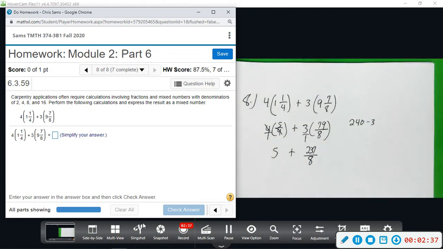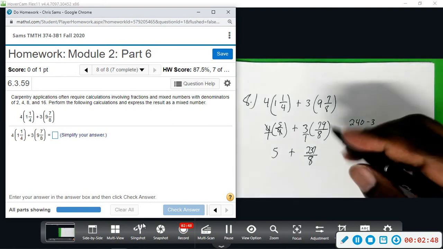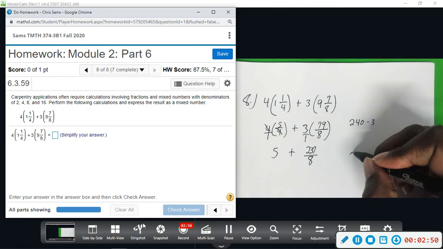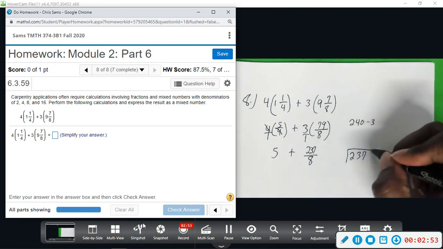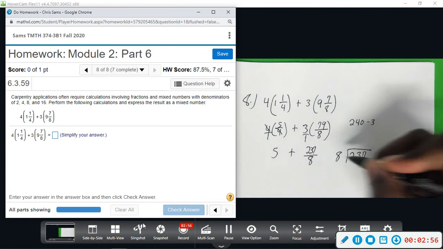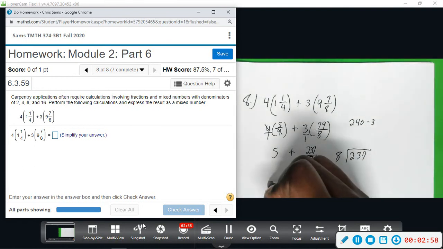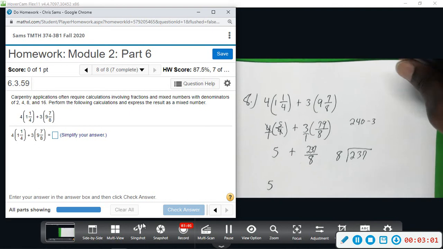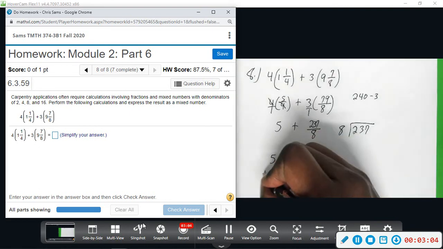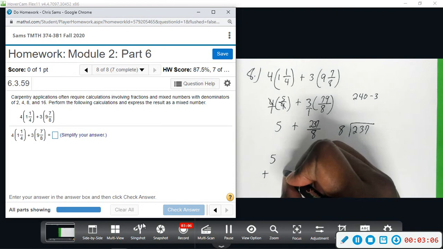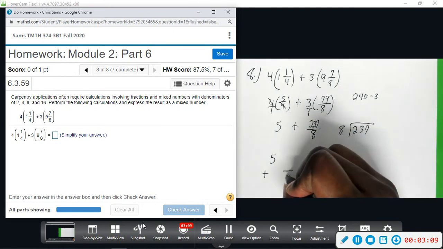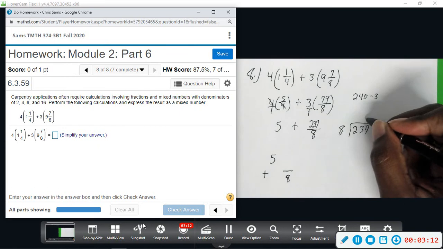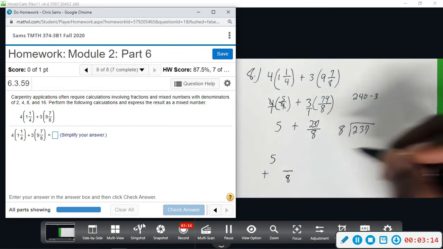Alright, and since this is already a whole number, all I need to do is change this back to a mix, and I can add that whole number part. So remember, top goes in, so 237 goes in the bracket, 8 goes out. And so what I'm going to have at the end of the day is 5 plus some mixed number. The denominator was 8, it's going to stay 8. My numerator will be my remainder.